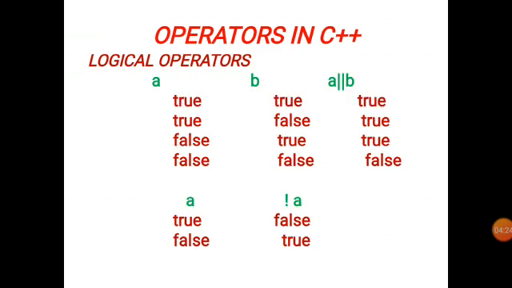Like that, for the or operator, or means a plus b. The same concept: true means 1, false means 0. So 1 plus 1 is 1, true. 1 plus 0 is 1, so true. False and true, 0 plus 1, is equal to 1, that is true. False and false, 0 plus 0, is equal to 0.